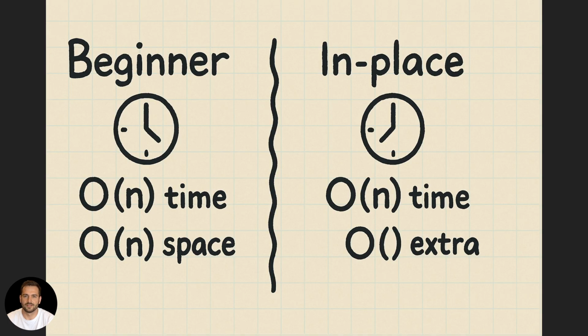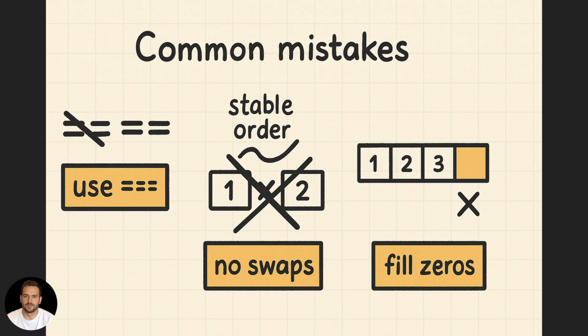Tiny complexity recap. The beginner version runs in linear time and uses extra space proportional to the array size. The in-place version runs in linear time and uses constant extra space. Common mistakes to avoid. Don't use the double equals with strings and numbers mixed. Use strict checks. Don't reorder non-zeros by swapping freely. That can shuffle their order. Don't forget to fill the tail with zeros. Otherwise, leftover values remain.